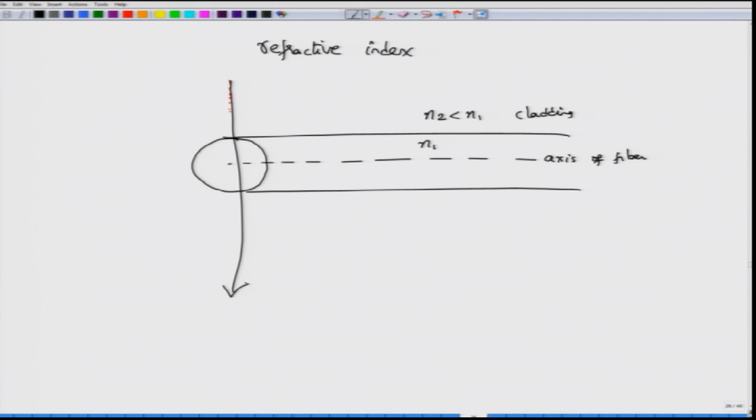So, if this is the axis that I have, then the refractive index in the cladding will be about N2, correct. So, this is N2 refractive index, but when it comes to the core, the refractive index jumps up slightly, becomes the core refractive index of N1, and then when you go outside it becomes again N2.